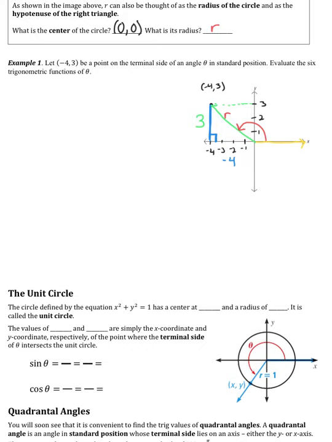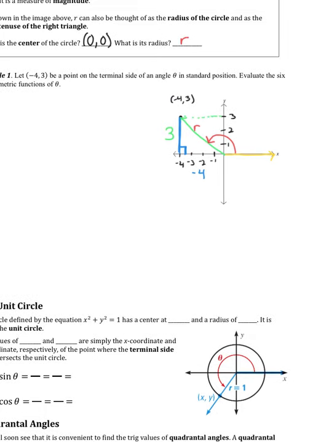So given 2 sides of a right triangle, what can I use to find the third side of that triangle? I should be able to use the Pythagorean theorem: x squared plus y squared equals r squared, or a squared plus b squared equals c squared. Use that to find the third side. In this case, x is -4, y is 3, and I'm going to find my radius right now.